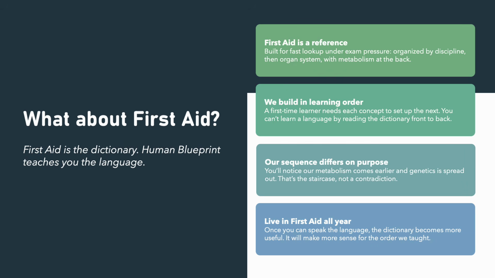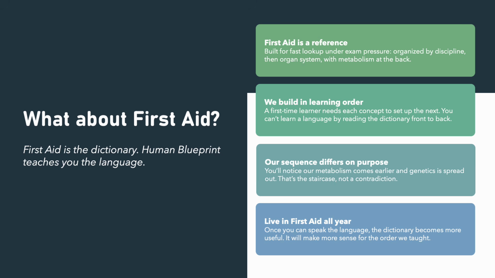So the elephant in the room is First Aid. The simplest way to think about First Aid: it's kind of like a dictionary. Human Blueprint, this course, is going to teach you the language. First Aid is a reference. It's built for fast lookup under exam pressure. It's organized by discipline, organ system, and then metabolism. We're going to build in the learning order that is specific for a first-time learner, and we need each concept to set up the next.